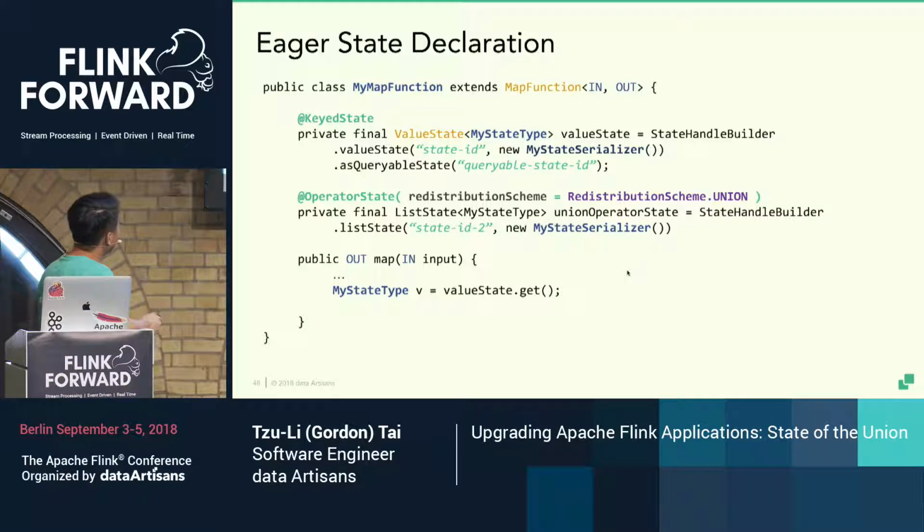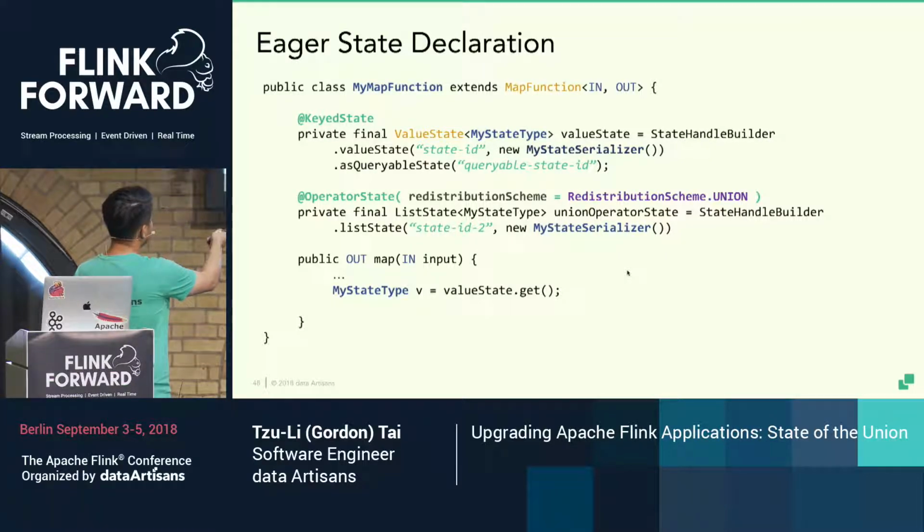We would define state. And if you're familiar with the declaration of state, you would actually have a descriptor, and then you provide this descriptor to a get runtime context to actually get the state handle, right? And this API, what it does is we combine the state descriptor information, which is like the state ID or the serializer of a state or whether or not it's queryable, together with the actual handle to access state.